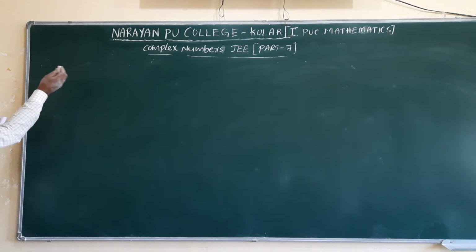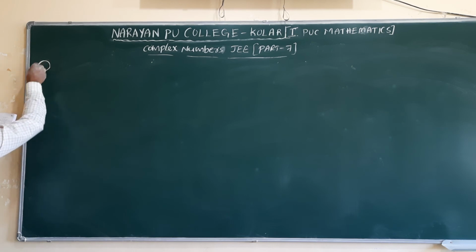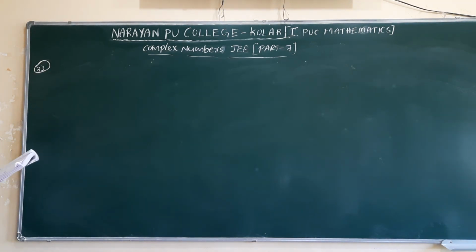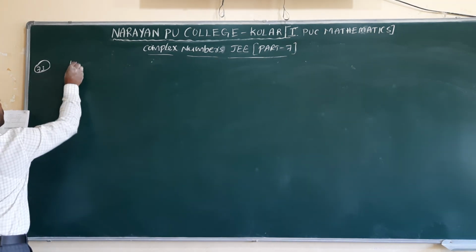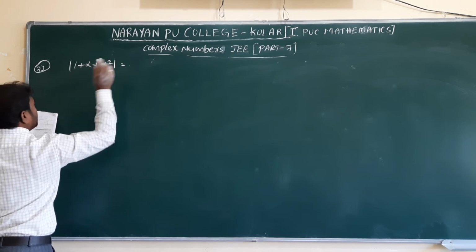Question number 73. Alpha is the complex fifth root of unity. Then 1 plus alpha square is equal to.